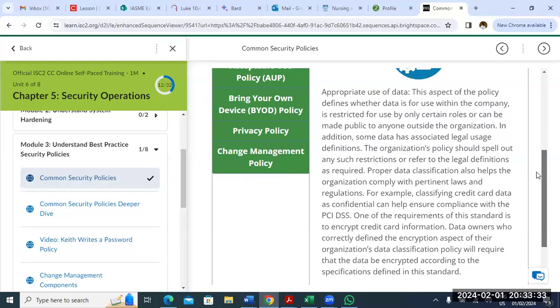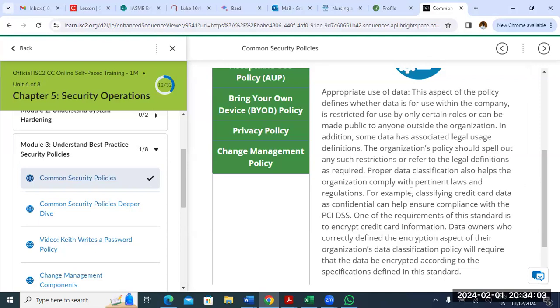What this one is talking about is the aspect of policy defining whether the data is for use within the company, so for use by only certain roles, or can be made public. So we also talk about when you classify the data as well. Is this something for our people only? If you are dealing with a third party, is it something that the third party must have access to? So the management, the policy will drive. There's also a policy called third party management or something. So all these things will define what and what and what.